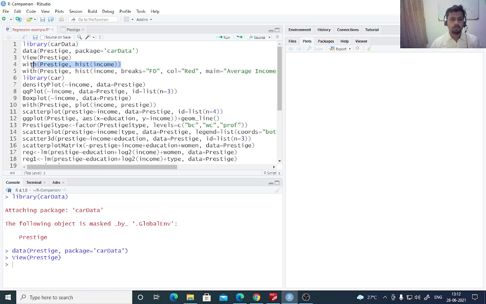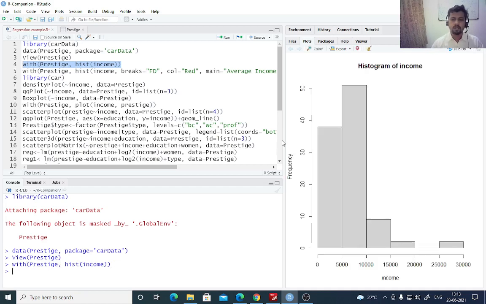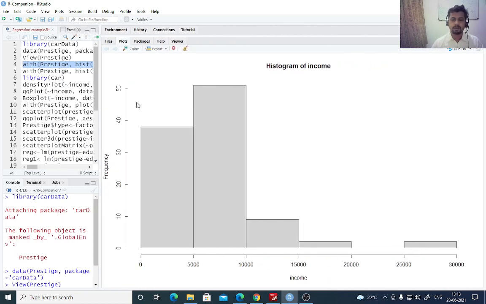So in order to plot a histogram, I have called the function with. You can see the function is with. The first argument is the data on which you are applying, and the second argument is what type of graph you actually want to have. So in the first place I want to have a histogram. So with, Prestige, hist, and which variable, the income variable. So once you run it, you can see that you get the associated histogram of income.